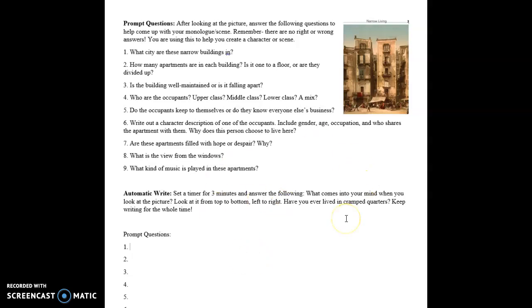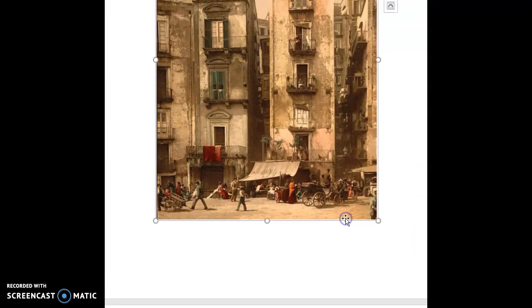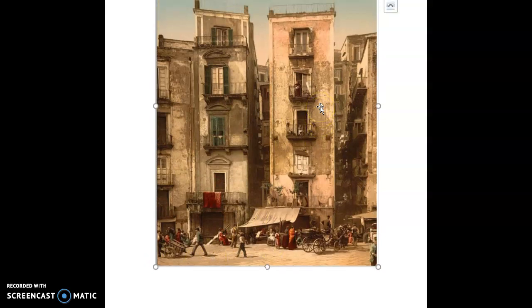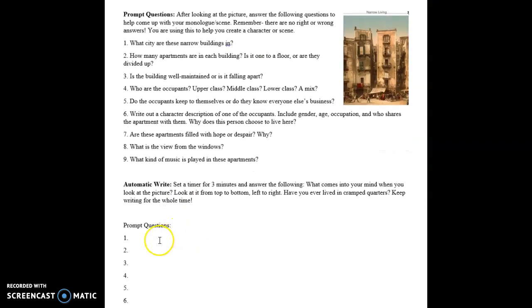So it says, what city are these narrow buildings in? So I'm going to go back up, and I'm looking. And I'm going to say these are in some old European looking city. I'm making it up, so I'm going to say it's somewhere in rural Italy, or suburban Italy, I don't know. Urban Italy. Possibly outside of, what are some cities in there? Venice. Venice is the only city from there I can think of, so I'm going to put Venice, Italy.